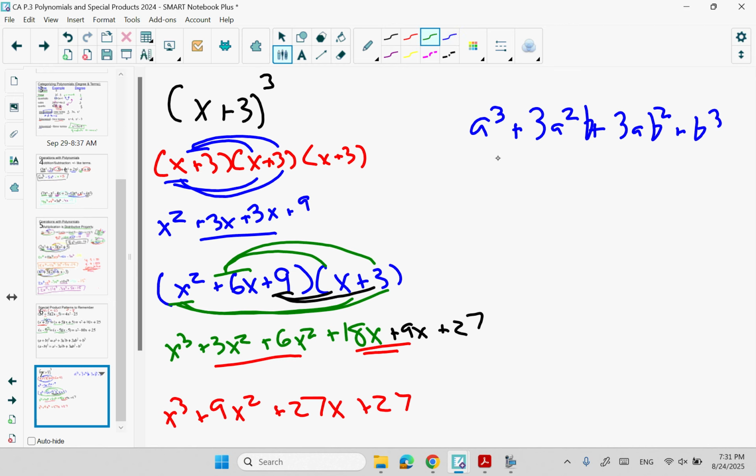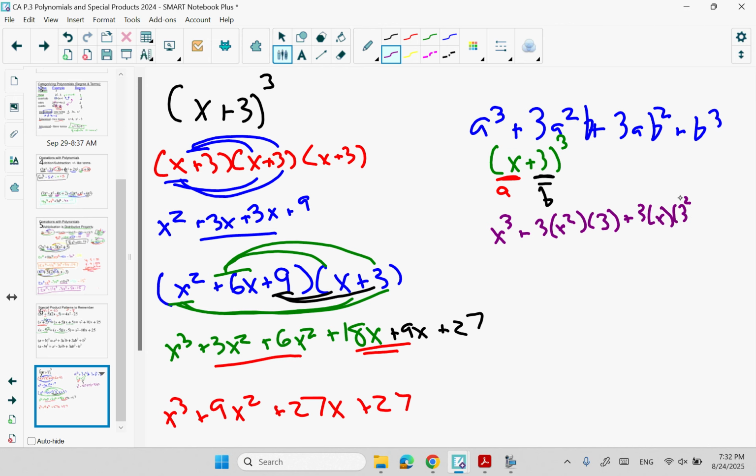Now, where do all these things come from? If I'm looking at x plus 3 quantity cubed, whatever is right here in front of the plus sign, that is my a. Whatever is to the right of the plus sign, that's my b. So I'm just going to plug in everywhere I see it. So I'm going to get x cubed plus 3 times x squared times 3 plus 3 times x times 3 squared plus 3 cubed.